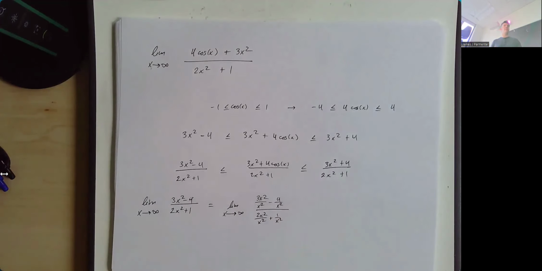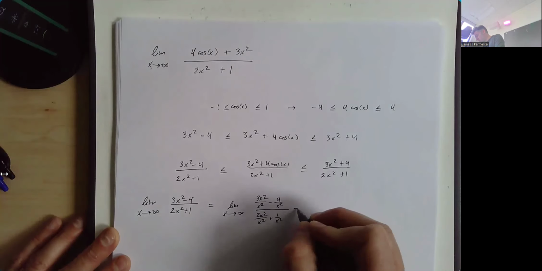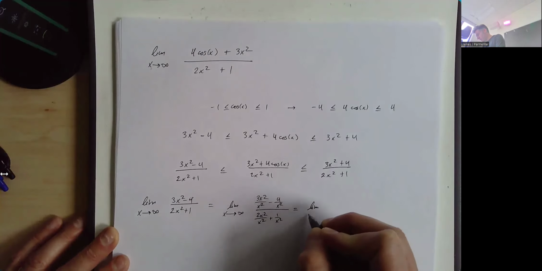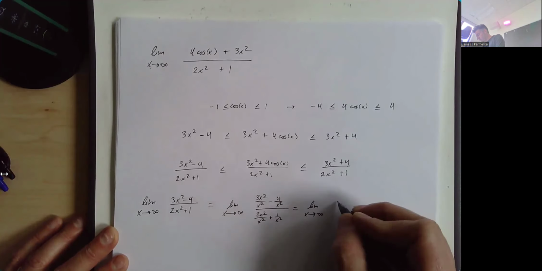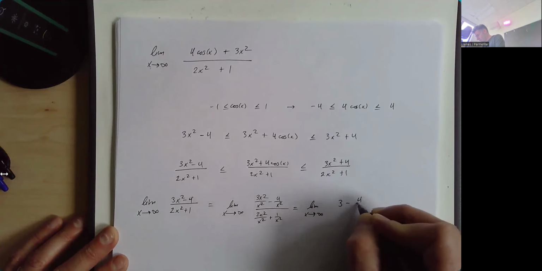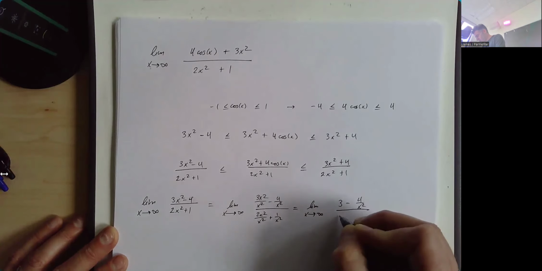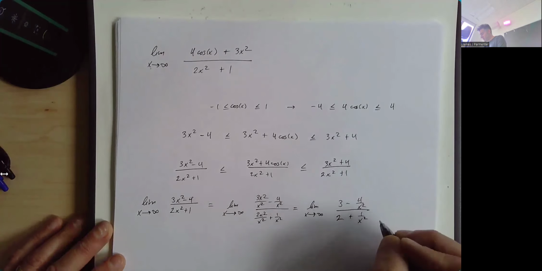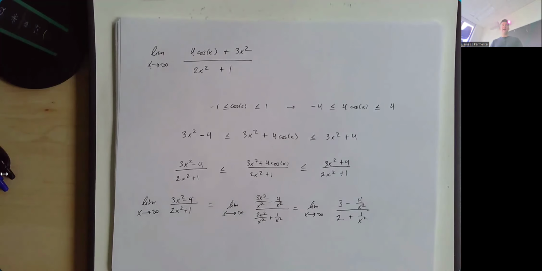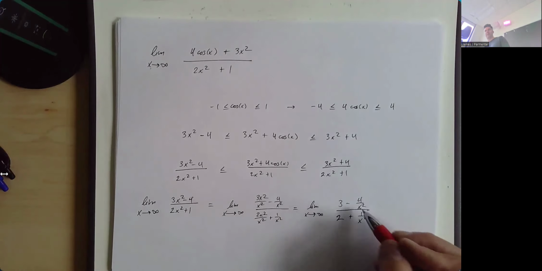Technically, I've really multiplied the top and bottom by 1 over x squared, which is really just multiplying by 1, so I haven't changed anything. And then I'm going to simplify a little bit. I'm going to write this as the limit as x goes to infinity of 3x squared divided by x squared is 3 minus 4 over x squared over 2x squared divided by x squared is 2 plus 1 over x squared. Now, as x gets really, really big, what happens to 4 divided by x squared?